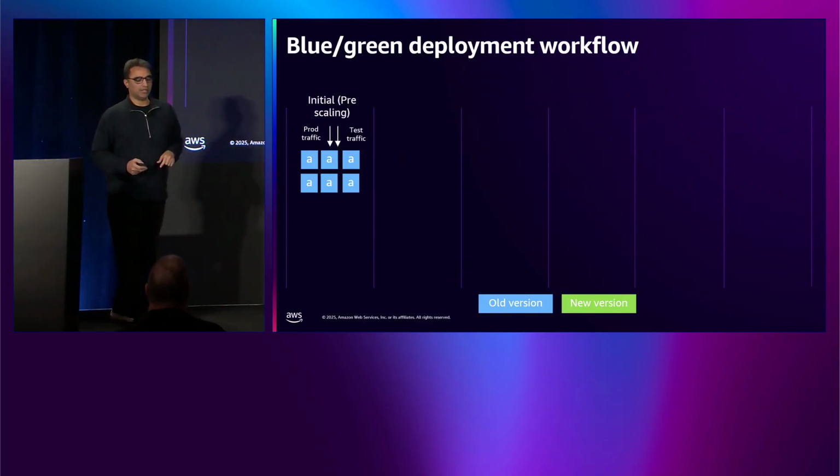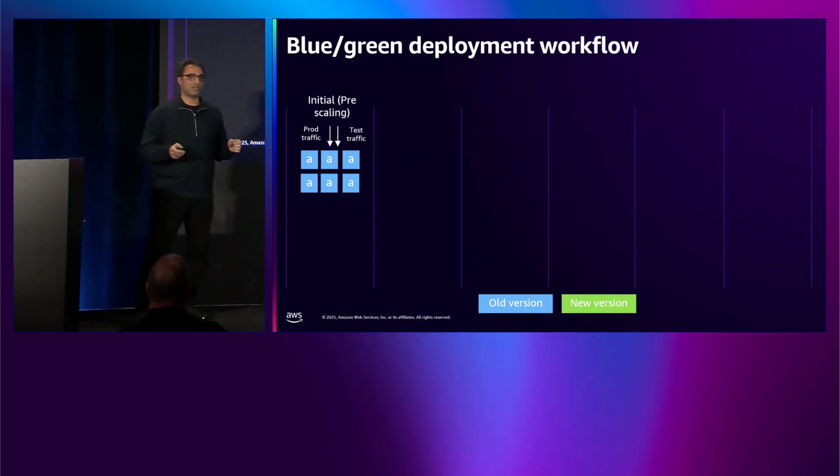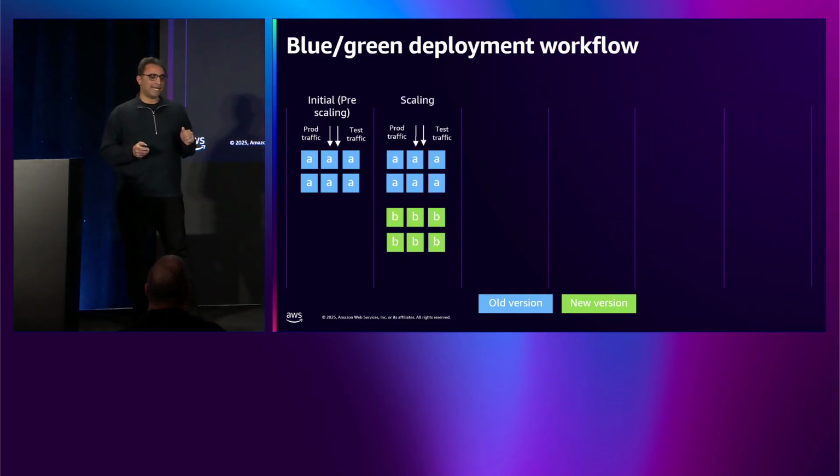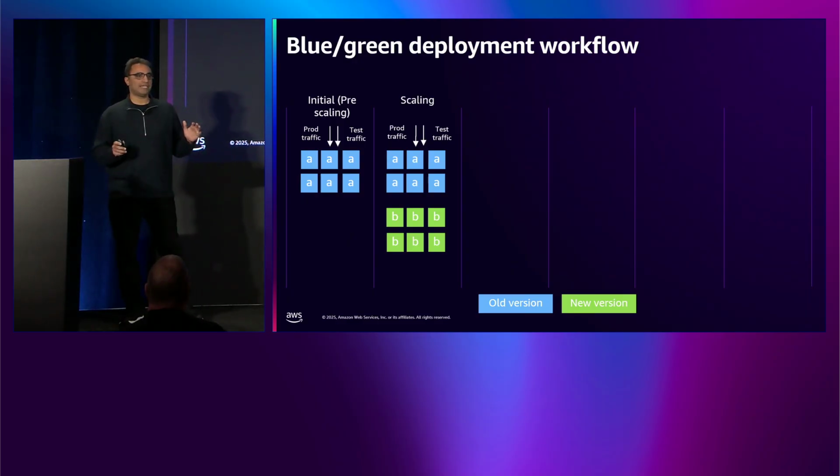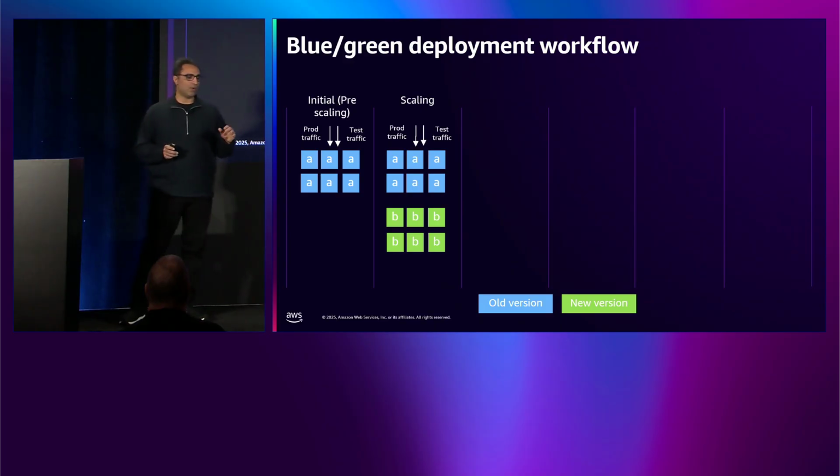So here, the very first stage is you are starting with your original set of tasks that are running the old version. And then we get into the scaling stage. At the scaling stage, we are provisioning the green environment. And these are the tasks running the new version. Still, your traffic is entirely served by the old or the original set of tasks, the blue ones.